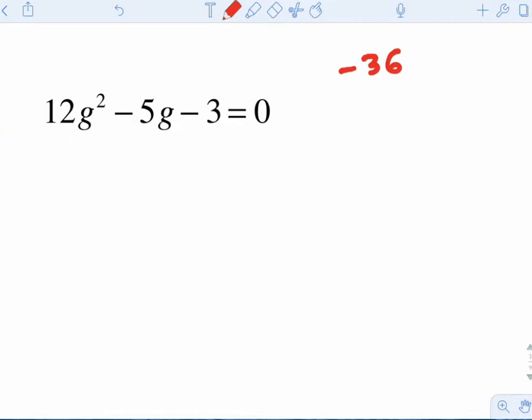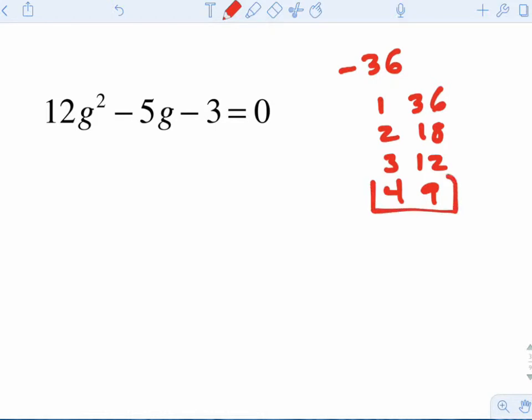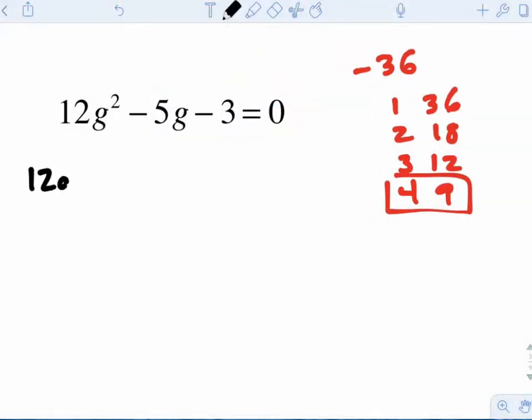So let's run through them. Let's see, 1 and 36, yeah, that's not going to be helpful. 2 and 18, yeah, no dice. 3 and 12, 4 and 9. All right, 4 and 9, we can make this work. So let's rewrite this original polynomial as 12g squared plus 4g minus 9g minus 3 equals 0.